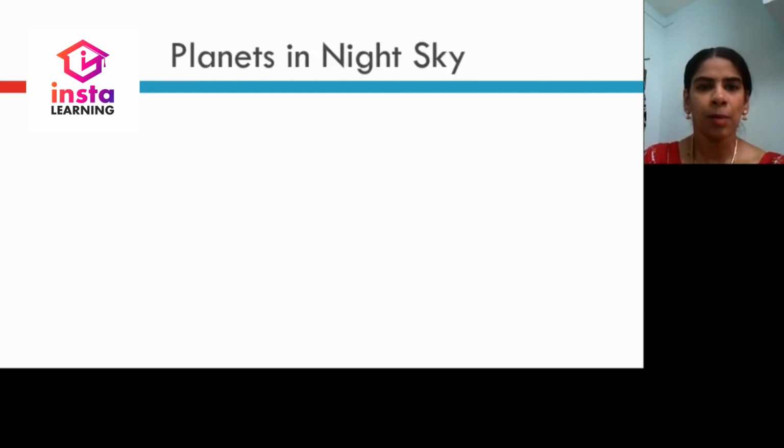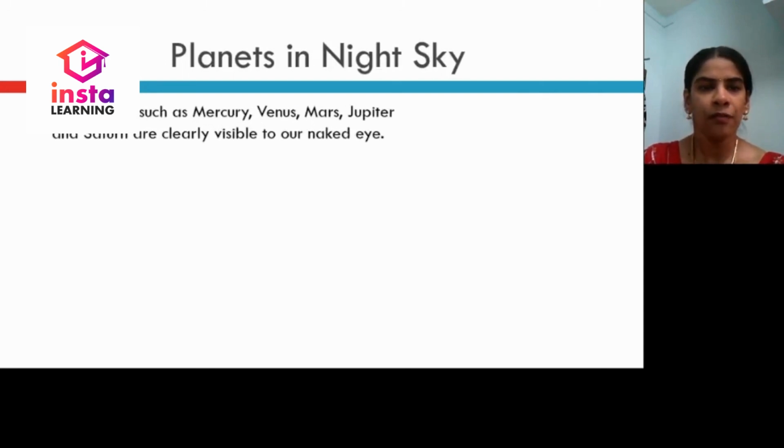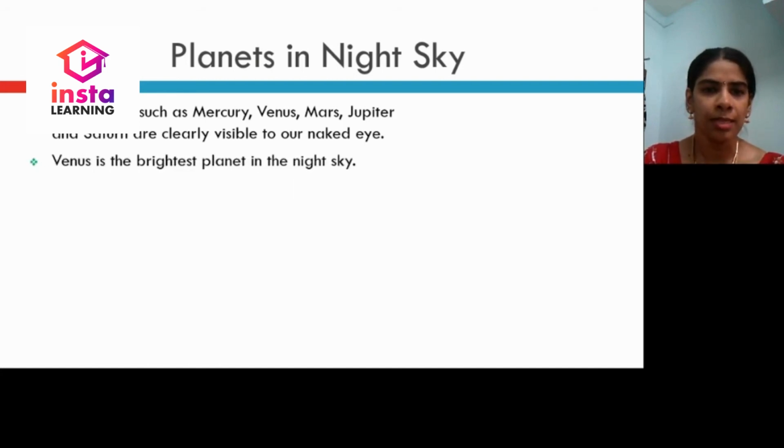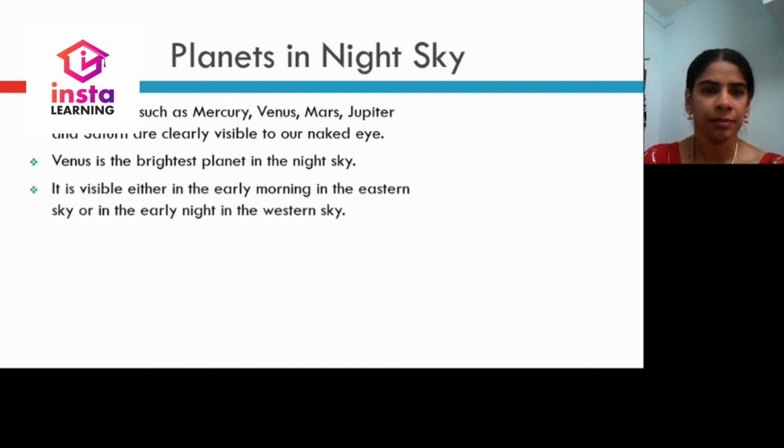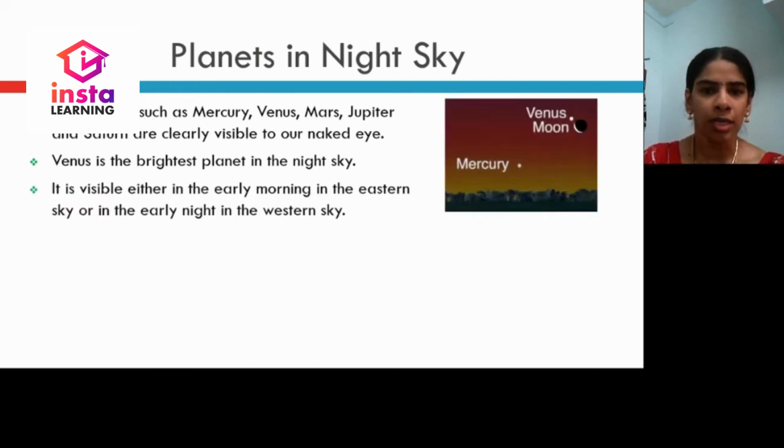Let us discuss the planets in the night sky. There are 5 planets, Mercury, Venus, Mars, Jupiter and Saturn, which are clearly visible to our naked eyes. Venus is the brightest planet in the night sky. It is visible either in the early morning in the eastern sky or in the early night in the western sky.